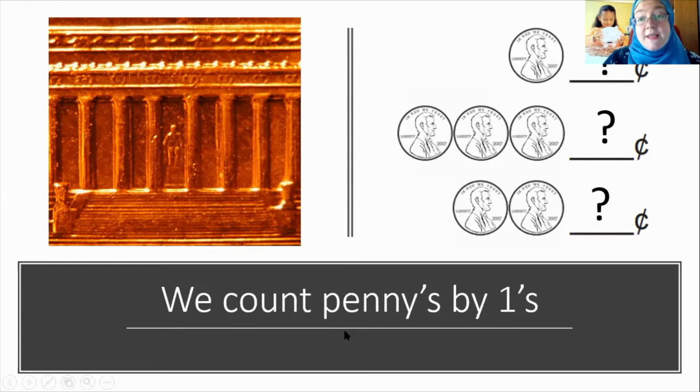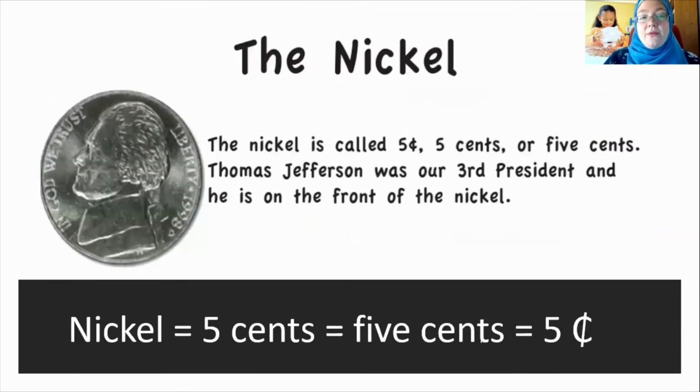It's not the same for nickels and dimes. Those you count in a different way. I'll show you that now. So let's look at the nickel. The nickel is worth 5 cents. Remember, we're always telling you to count by fives. 5, 10, 15, 20, 25, 30. Well, the reason we're counting by fives all of the time to practice is because we want to be able to count our money in a fast way.